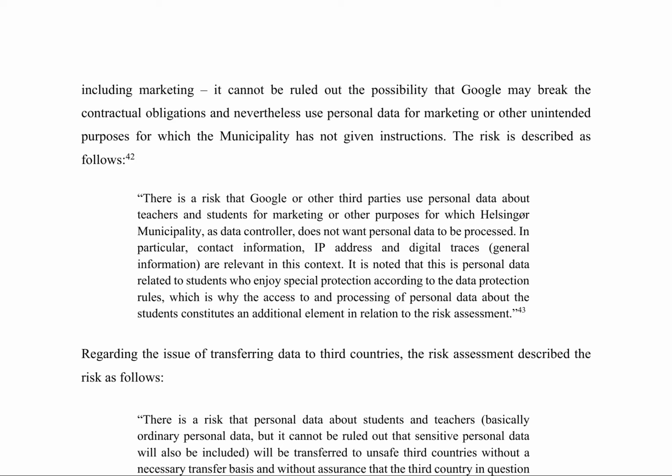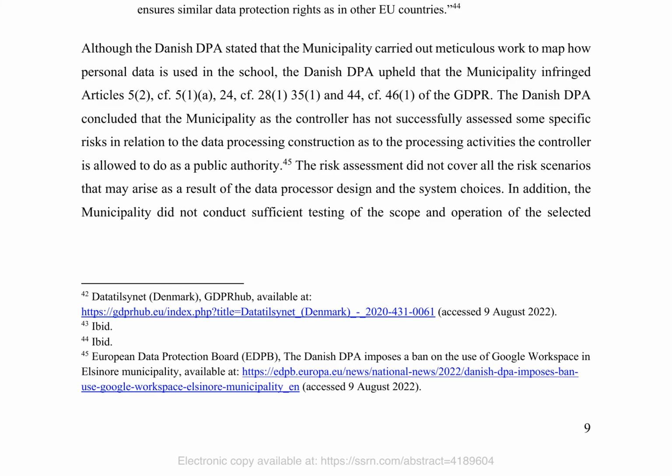The decision was based on an assessment of the risks associated with the data processing construction and system choices made by the municipality. The risk assessment highlighted several concerns, including the potential for Google to break contractual obligations and use personal data for marketing or other unintended purposes.